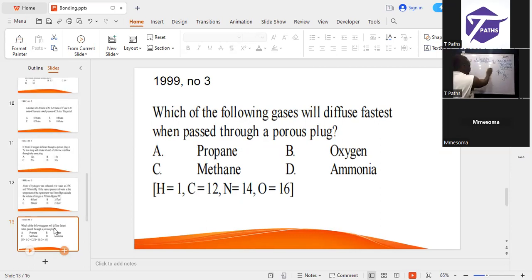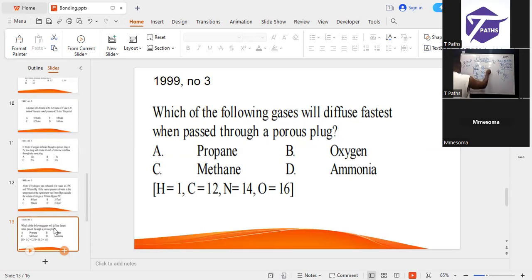Let's see how we can analyze something like that. Let's look at it together. So we have propane, oxygen O2, methane CH4, and ammonia NH3. Ammonia is 17 grams per mole. Methane is 16 grams per mole. Oxygen is 32 grams per mole. Propane is C3H8, that is 44 grams per mole.